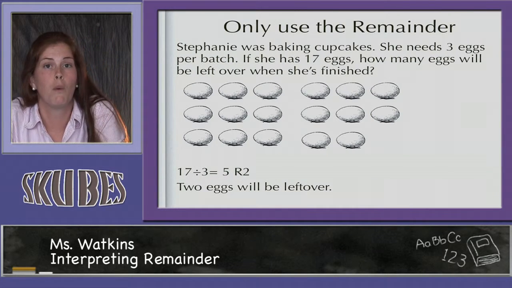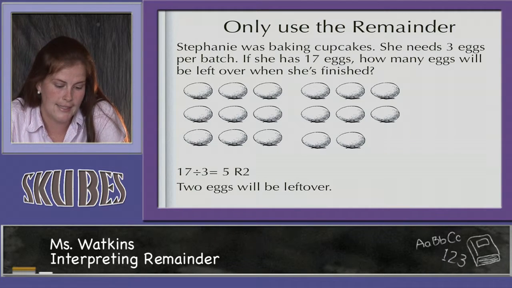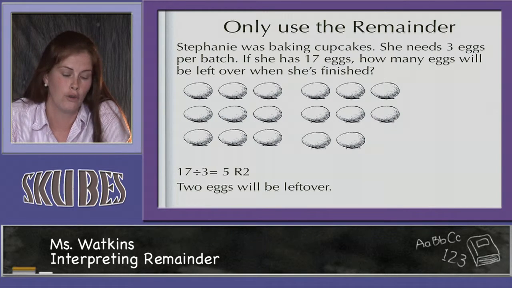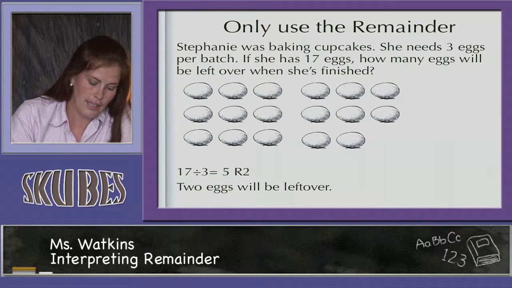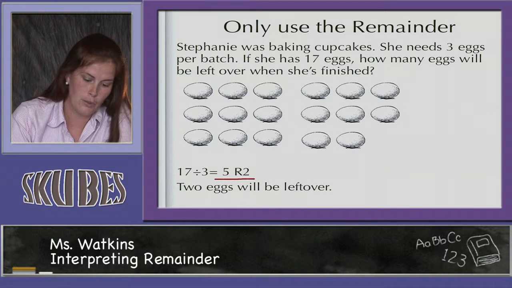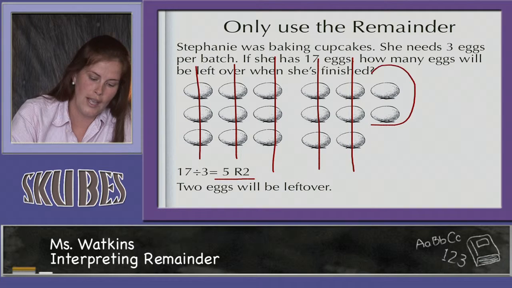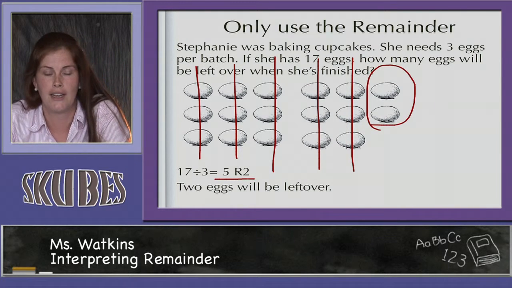Here's an example of when I will only use the remainder. Stephanie was baking cupcakes. She needs 3 eggs per batch. If she has 17 eggs, how many eggs will be left over when she's finished? 17 divided by 3 equals 5 with a remainder of 2. So after she has made her 5 complete batches, 2 eggs will be left over. So to answer this question, I will only use my remainder.